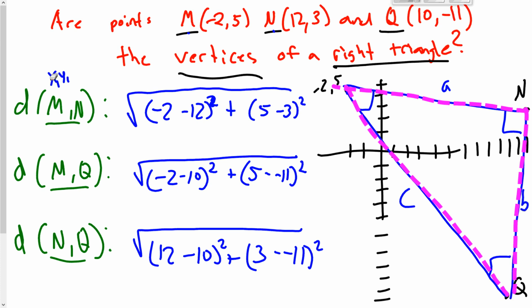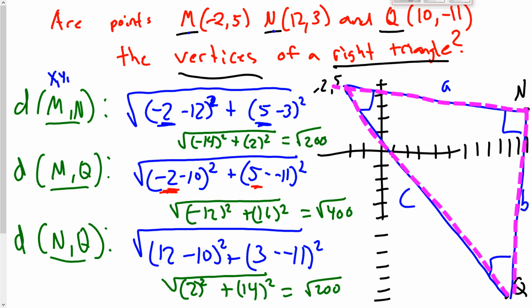And then same thing for the other one, but on the third one, I let N be my x1, and that's what I start with. So I start with my point M first. As long as you start with a point first, then its coordinates need to come first. So if I want to start with Q, then I put negative 10 first and negative 11 first. So it doesn't matter, you'll come up to the same answer anyways.